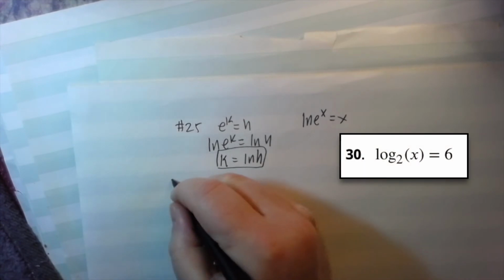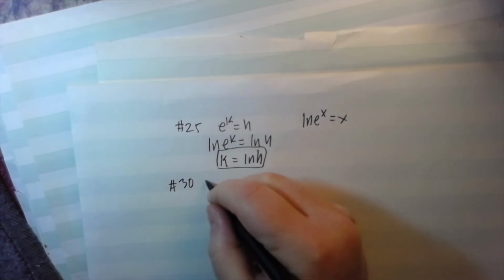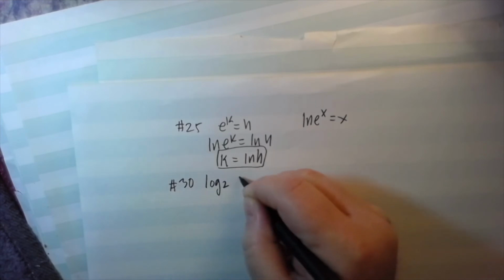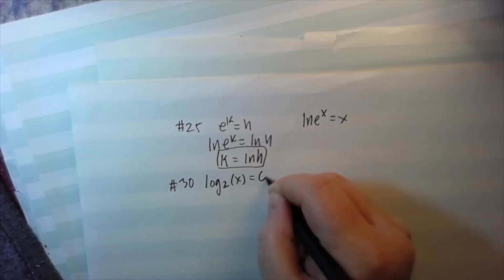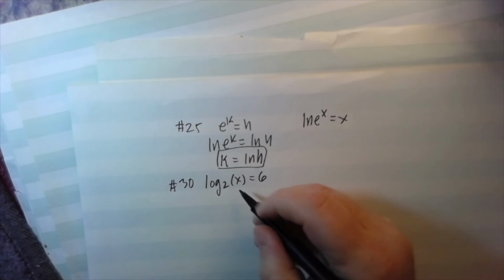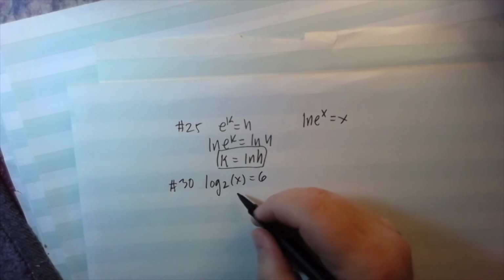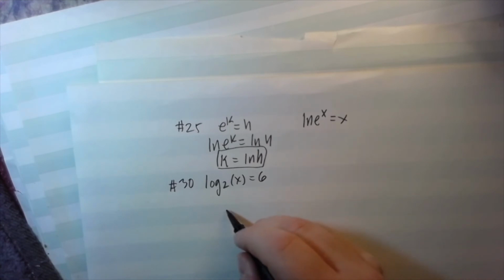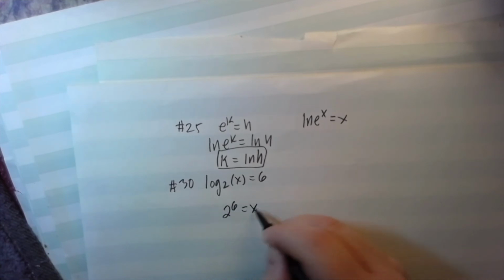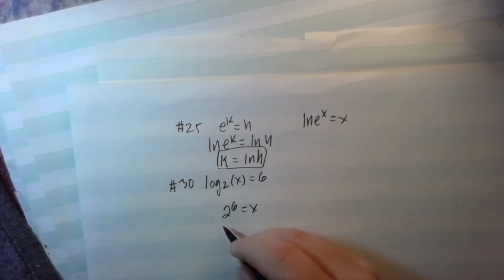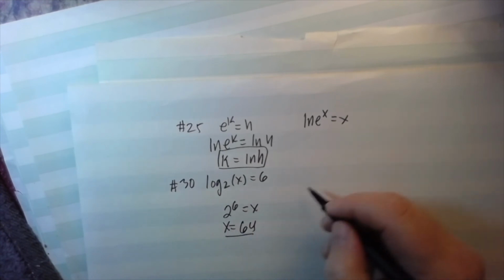Now, that's going to be a common thing that we're going to do throughout. So if I do number 30, which is log base 2 of x equals 6, now what I could do is rewrite this as an exponential, which would be 2 to the 6th is equal to x, right? And then, of course, 2 to the 6th is just 64. And we'd have our solution like that.